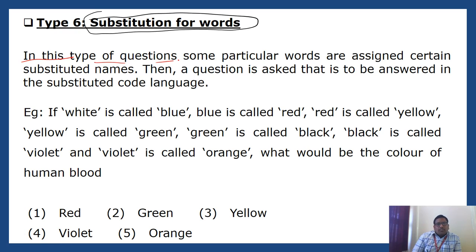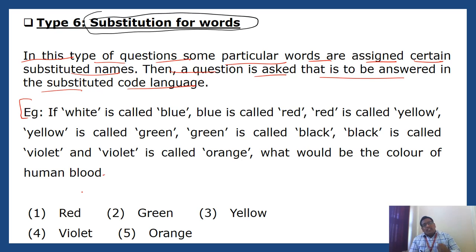In this type of questions, some particular words are assigned certain substituted names. Then a question is asked that is to be answered in the substituted code language. Now, whenever this kind of question comes, first thing, read down the question. But that's not the tip I'll recommend, but I'm telling you, read down the question. If white is called blue, blue is called red, red is called yellow, yellow is green, green is black, black is called violet, violet is called orange, then what will be the color of human blood?